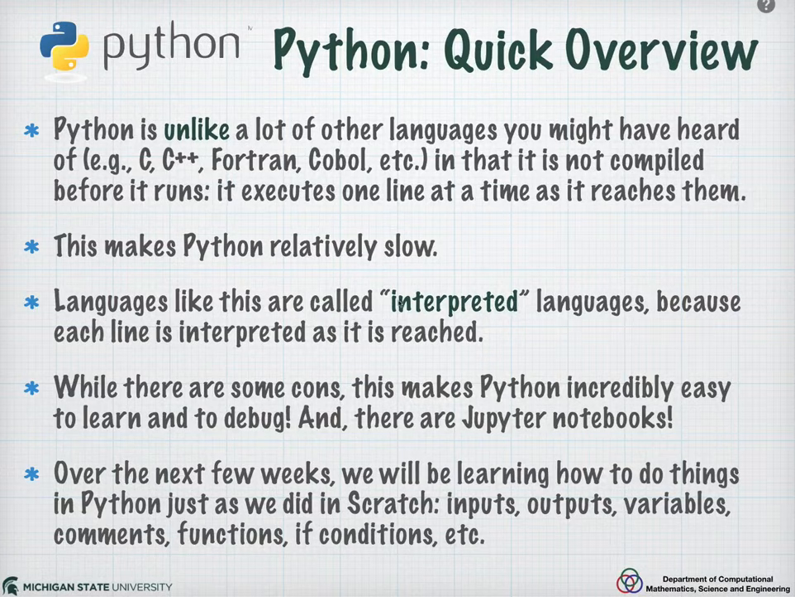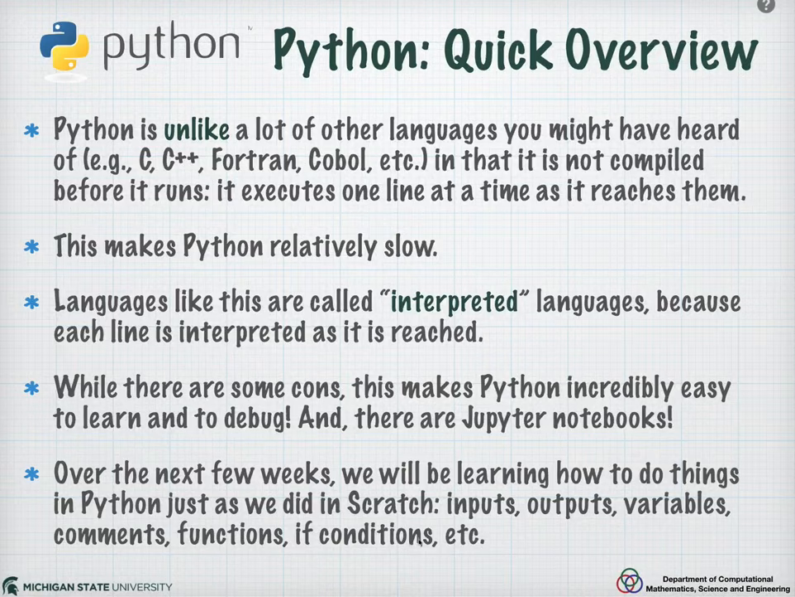Now languages like this are called interpreted languages because each line is interpreted as it's reached. And as I said, that is a really nice feature when you're debugging your code or when you're writing your code, you can debug every line. Type a line in the Jupyter Notebook, run it. Did it do what you wanted? Good. Type the next line. And that way you don't end up with 100 lines of code and you have an error and you have no idea where it came from. Okay, so that's what we're going to be doing. Those are the cons and those are some of the advantages.